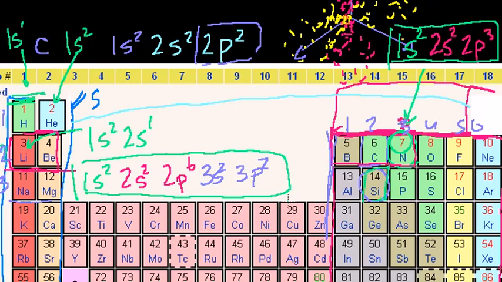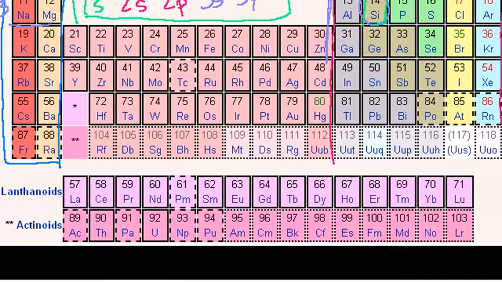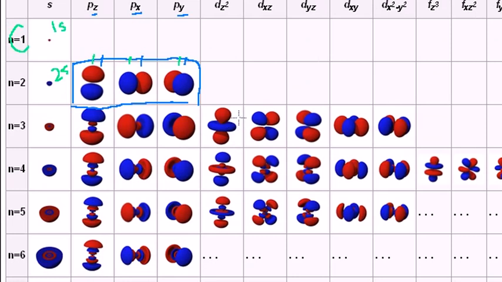I think I'm running low on time right now, so in the next video we'll start addressing what happens when you go to these elements, or the d block. And you can kind of already guess what happens. We're going to start filling up these d orbitals, these d orbitals here that have even more bizarre shapes.